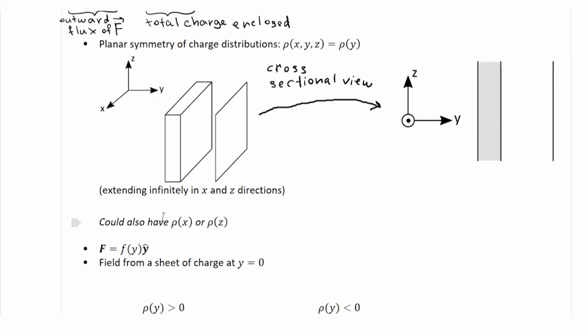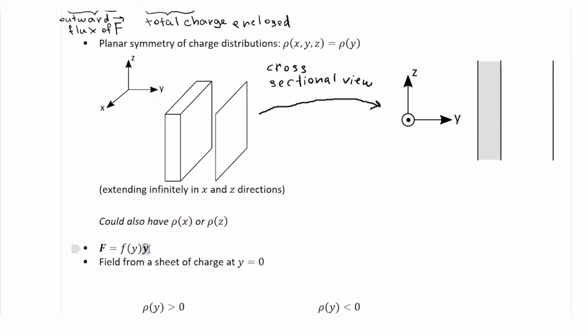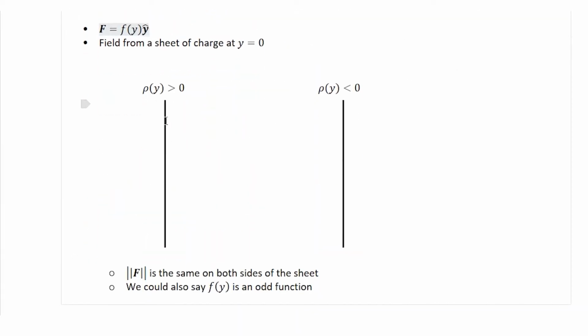And in those problems, the field produced would be in the y hat or negative y hat direction, and it would be a function of only the y coordinate. So both the charge density and the field only change in the y direction. Let's see an example. I'm showing you a sheet that extends infinitely in x and z direction. And this sheet is positively charged, this sheet is negatively charged, and now let's sketch the field that's produced.